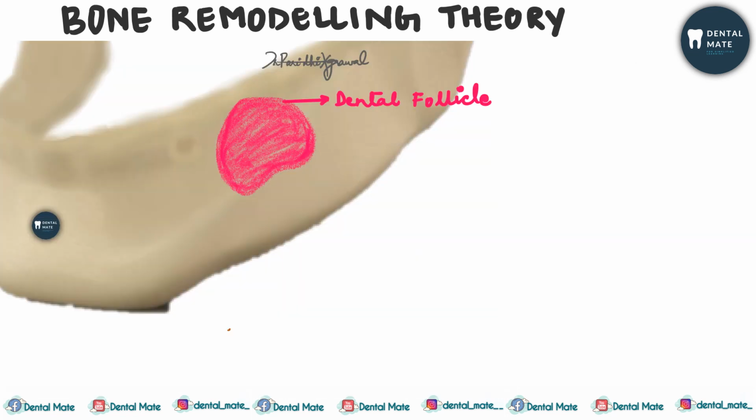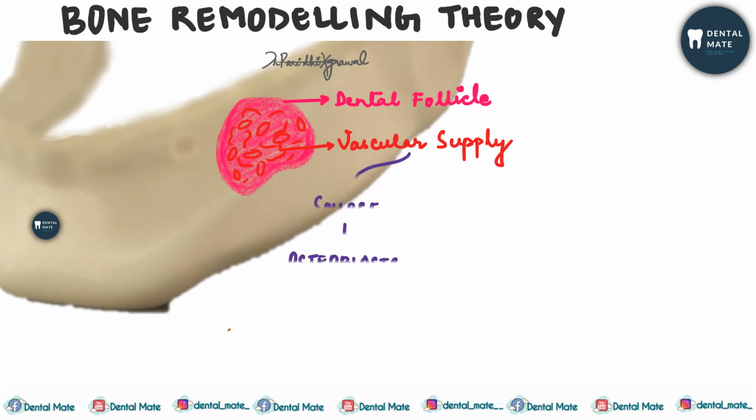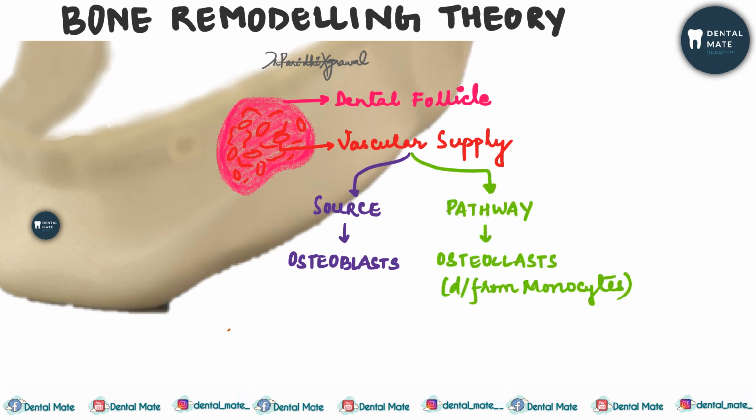See, there is absolute requirement of dental follicle for bone remodeling and tooth eruption. Why? Because the blood vessels which are present in the dental follicle, that is the vascular supply, provide a source for the osteoblasts, which are the new bone forming cells, and they also provide a pathway for the osteoclasts, which are derived from the monocytes.